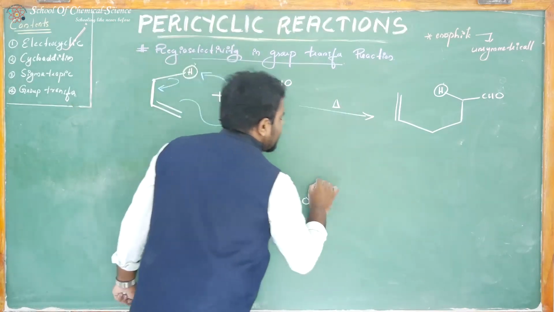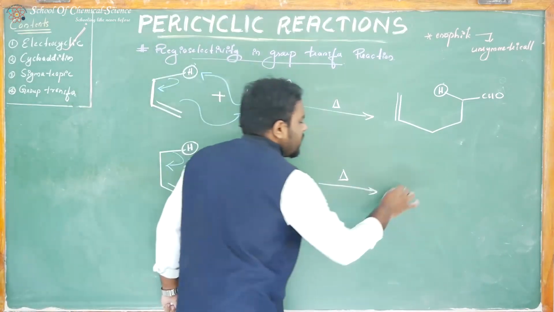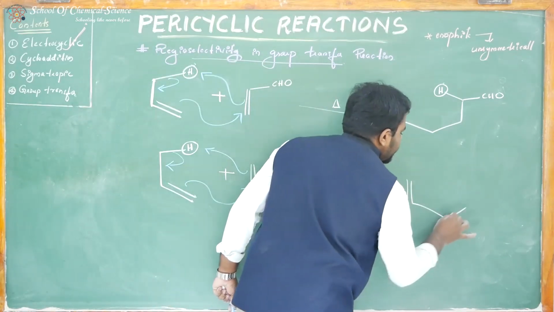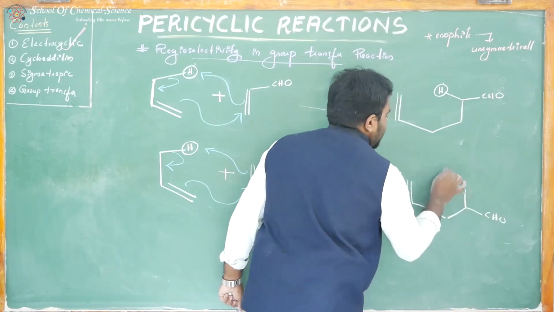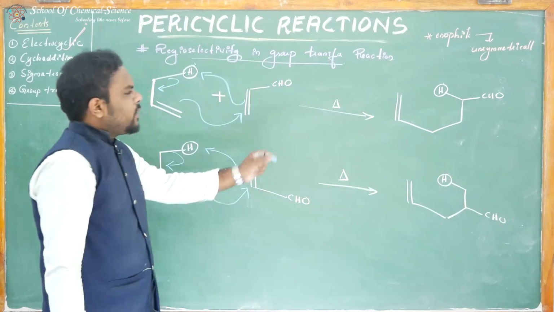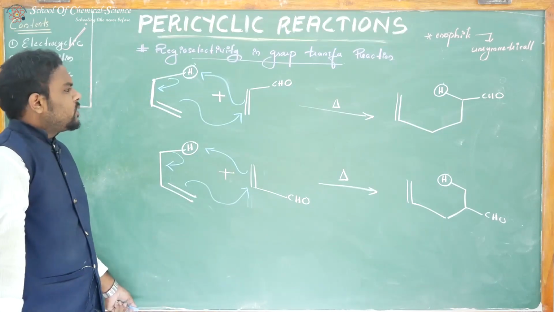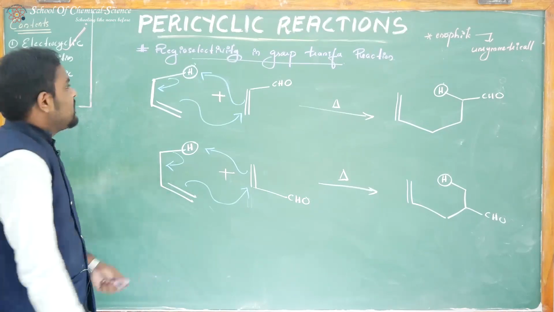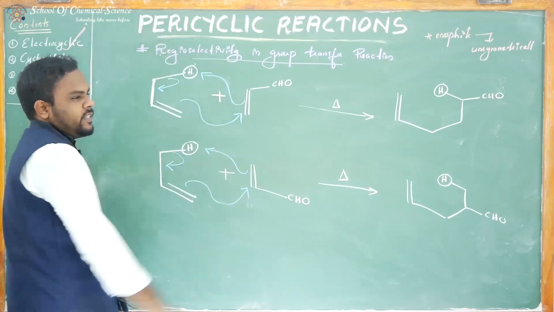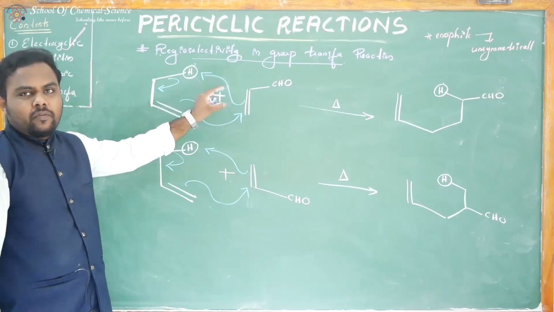All this reaction takes place under thermal condition. So your product will have a double bond, here CHO, here a hydrogen. My question, whether the product 1 and the product 2 are same or not. Product 1 and 2 are not same. So which product will be the major product? That is regioselectivity. Okay, which product? Here your dienophile is an unsymmetrical dienophile.